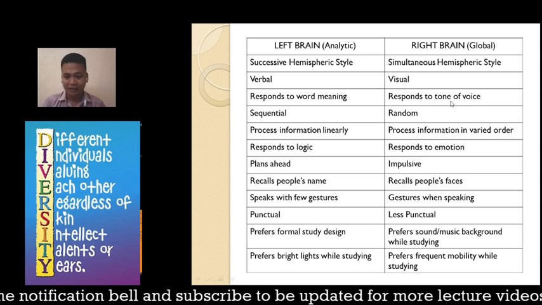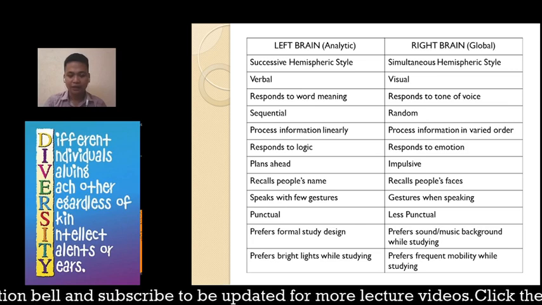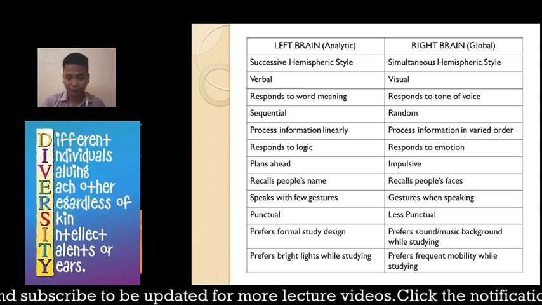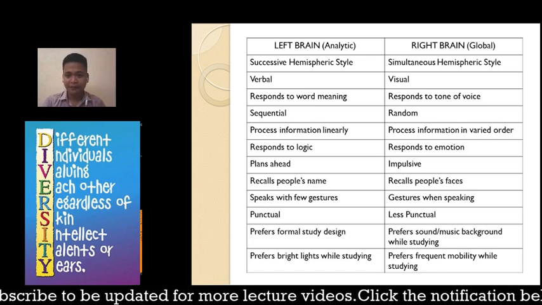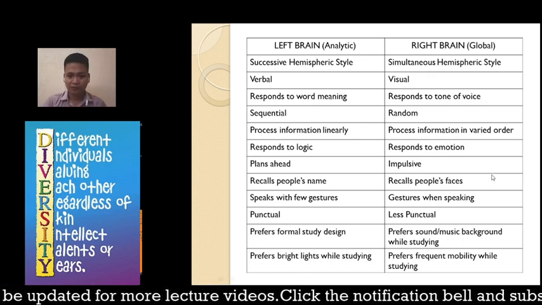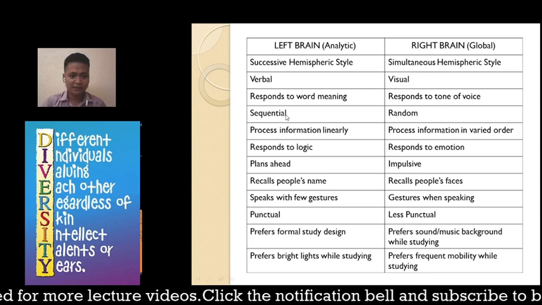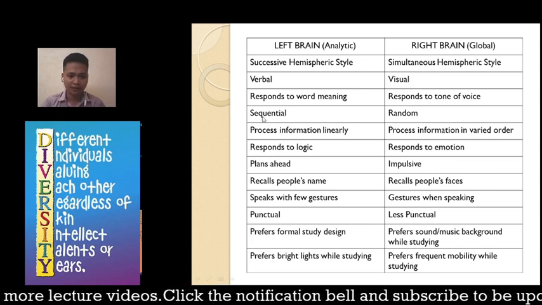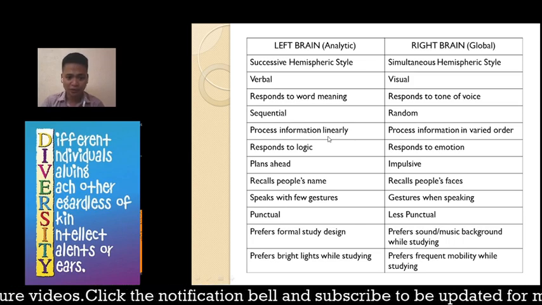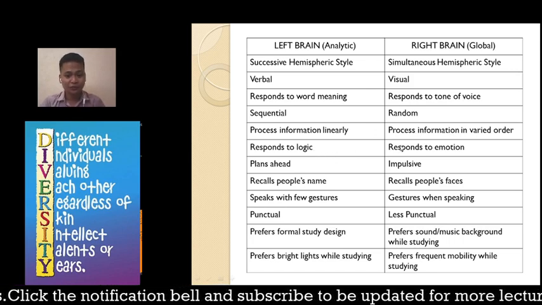It's not important, I mean, the meaning itself, the connotative or denotative meaning of the word, is secondary. The primary importance for global or right brain people is the tone of voice. As they say, it's not what you say, it's how you say it. Left brain, since they are logical, are sequential; they process information linearly, so there's a process in learning. Right brain is random; they process information in varied order. Response to logic, response to emotion.